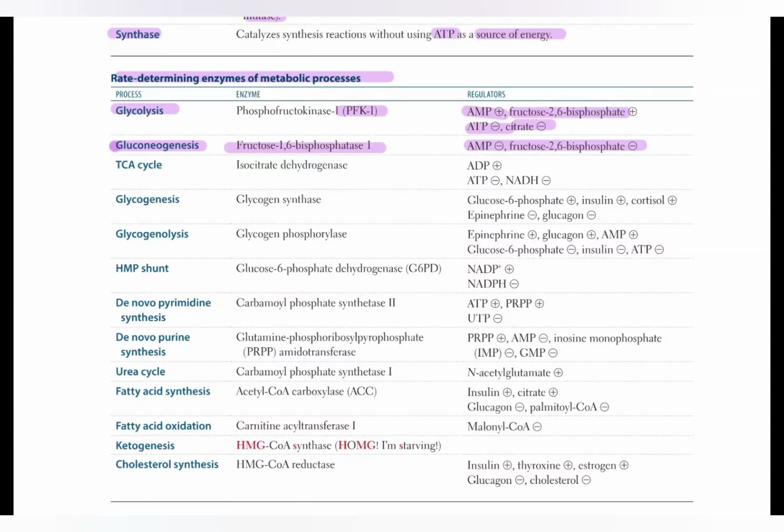Gluconeogenesis is basically the process of formation of new glucose molecules. So how will we remember this inhibitor? In the glycolysis process, AMP is an activator, and in gluconeogenesis, AMP is an inhibitor of this process.